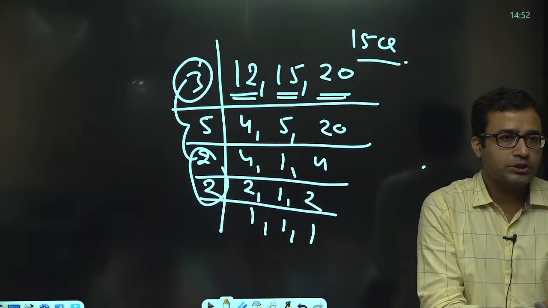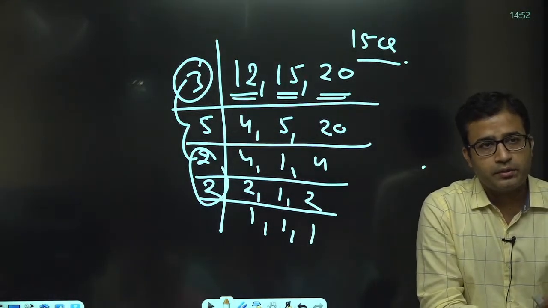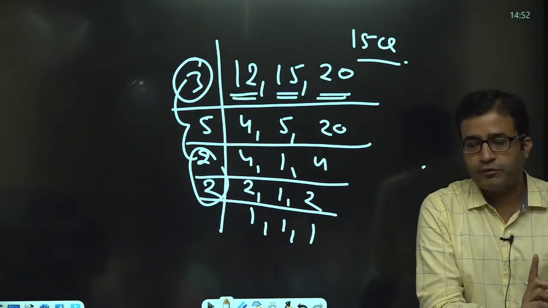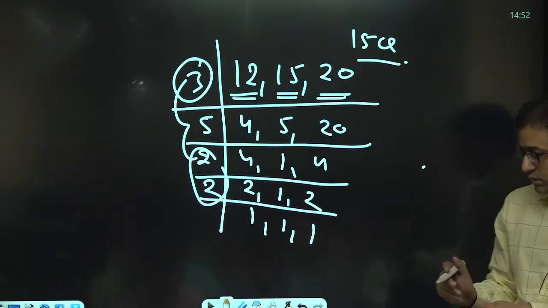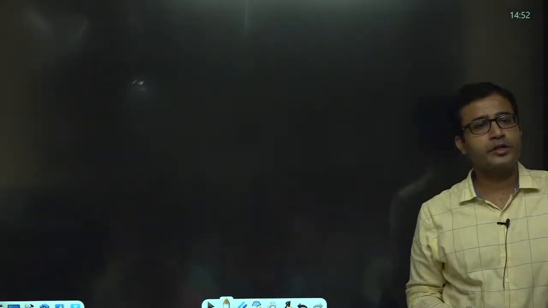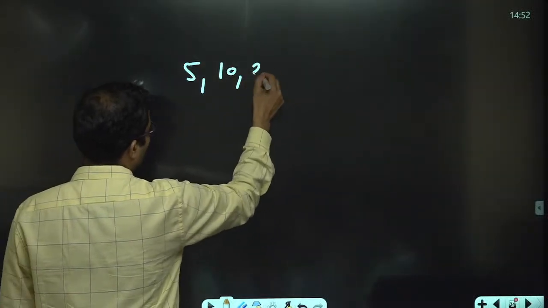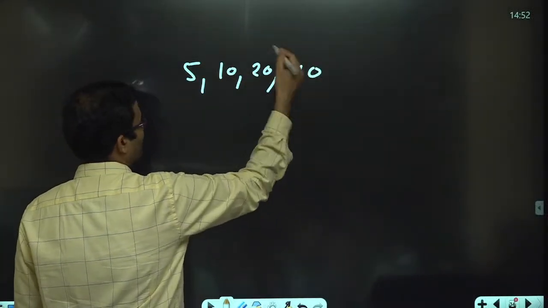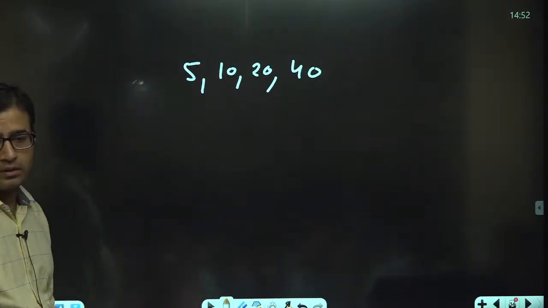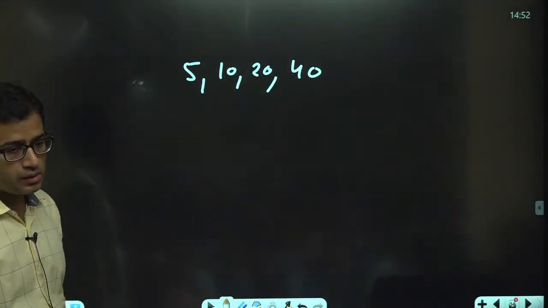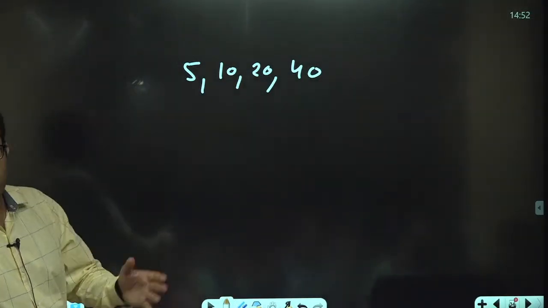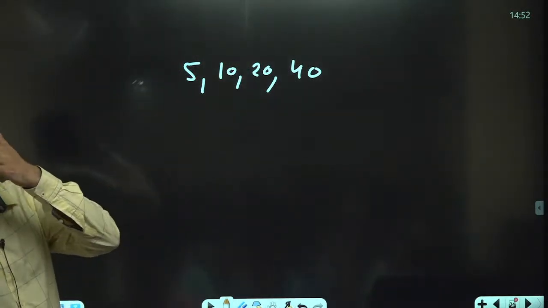In some of the questions, later on I will add an extra point. Today I tell you only one concept of LCM. Sometimes no calculation is needed. Directly we can find LCM. If the numbers are like 5, 10, 20, 40, write them down: 5, 10, 20, 40.